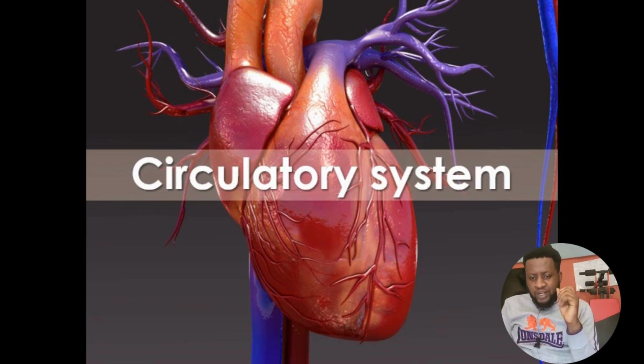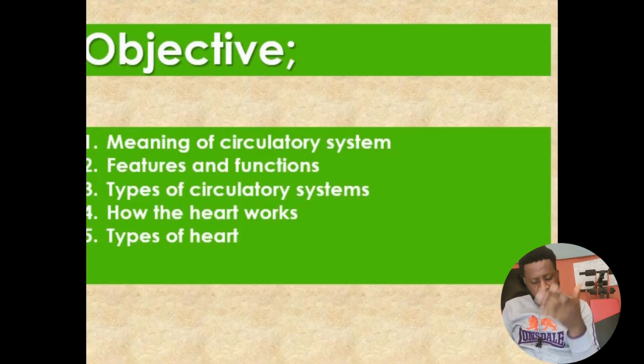All right, so moving on, here we'll be looking at the few objectives we'll be covering in this topic. We're looking at the meaning of the circulatory system, which I've started already. I've already given you an overview of what the circulatory system is all about. So we'll look at the features and the functions. Why is it necessary? What exactly are the functions they carry out within the body? And then we'll look at the types. There are different types based on different animals.